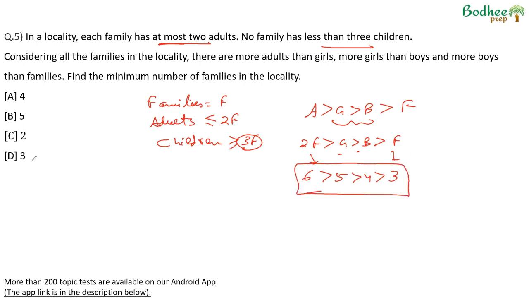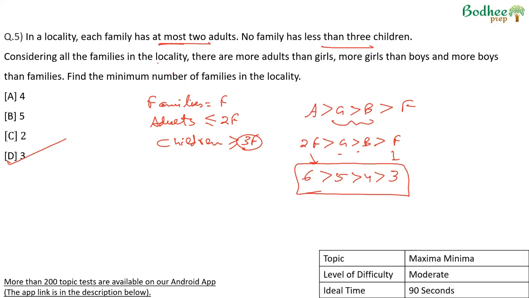So if we put the number of families as 3, which becomes a minimum number, the number of adults comes out to be maximum, which is 6. Number of children minimum 3 into 3, 9 can be used. That 9 can be divided as 5 and 4. And therefore, this inequality will also prevail where adults is greater than number of girls, which is greater than number of boys, which is greater than number of families. So minimum number of families required is 3. Moderate level of difficulty. The numbers are small, therefore, even if we try with different values, it should not take more than a minute and a half or 2 minutes to get the answer.